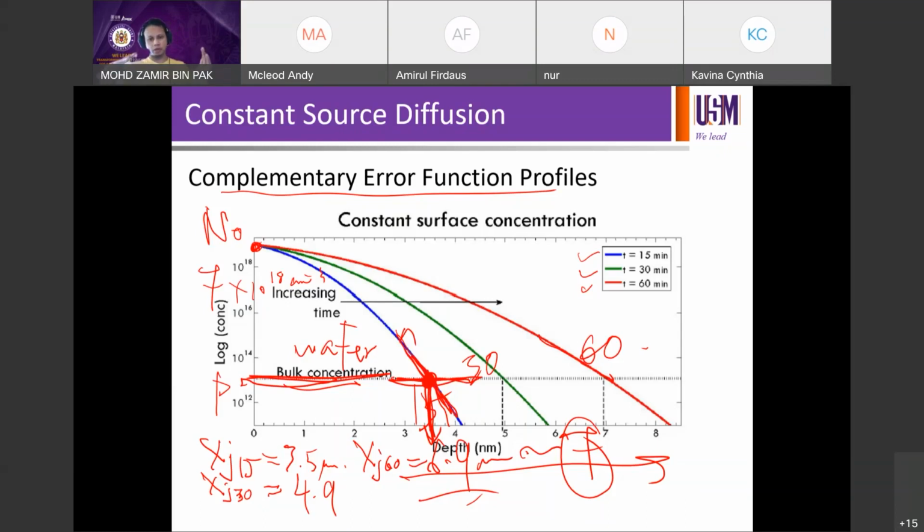So bila you get deeper junction, maknanya you dope you punya ruang you dope dalam silicon tu lagi deep lah, lagi deep. So that will lead to lower resistance. Okay? Sebab you dope lagi dalam, maknanya you embed more dopants deeper. If you measure the sheet resistance of the doped layer on the front, on the surface, that will give you a very low sheet resistance. Okay, so kita panggil dia RSH lah, R sheet resistance. So if you have deeper junction, your sheet resistance will be lower and lower and lower. If you have a very shallow junction, your sheet resistance will be higher.